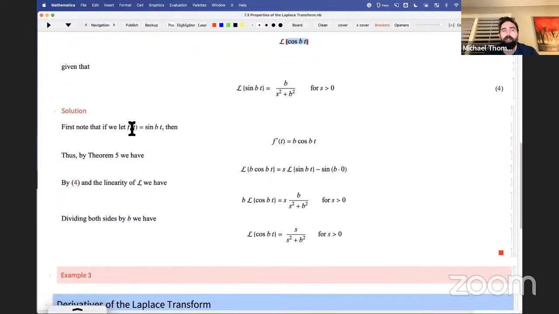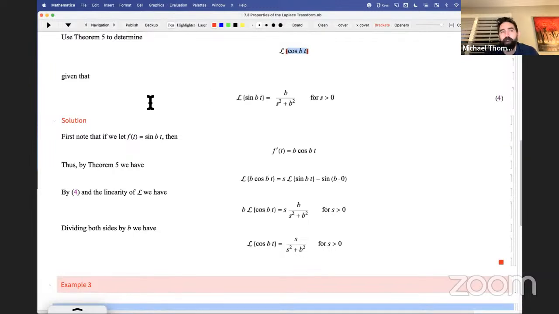There's a couple ways to go about it. I went about it this way. I let f of t be sine bt, and that means that f prime is b cosine bt, and then I handled the 1 over b at the end. So by theorem 5, we know that the Laplace transform of b cosine bt, which is f prime, is... and that b cosine bt is the derivative of this guy. So the derivative is here, f prime, and f is there.